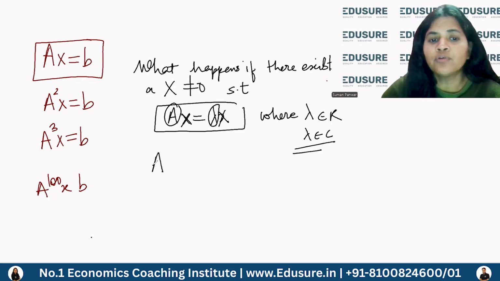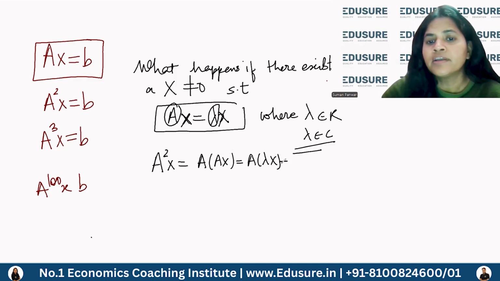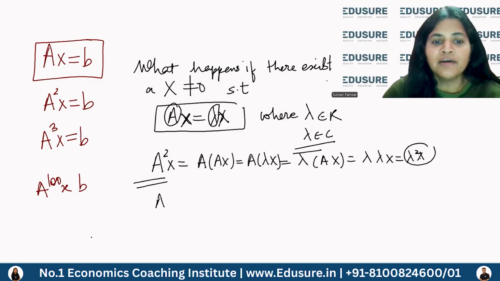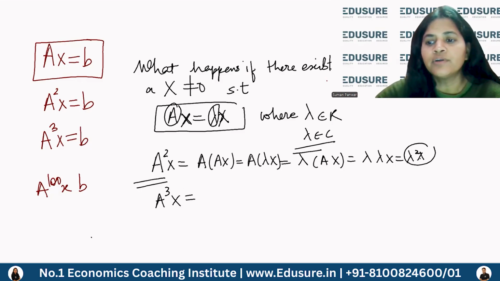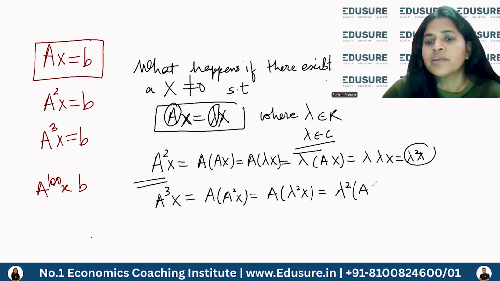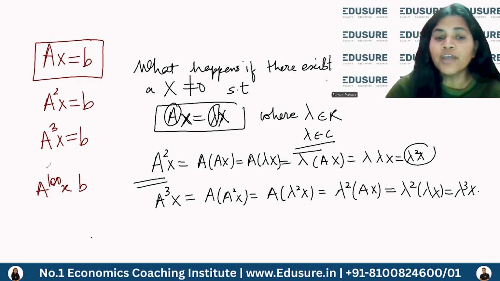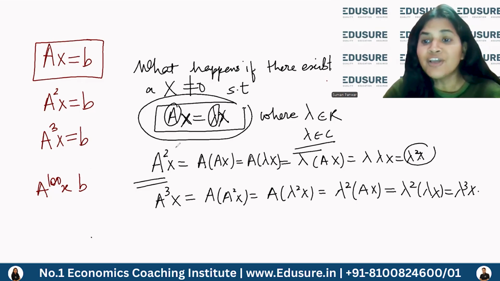Now understand that if you want to write A squared x, that will be A into Ax, that will be A lambda x. Now this lambda can come out because it is a constant. So that is lambda Ax, which is lambda squared x. So A squared x is as good as solving lambda squared x. Similarly, A cubed x is equal to A of A squared x, and A squared x is A of lambda squared x. Now this lambda squared can come out. This is lambda squared into Ax, so this is lambda squared into lambda x, which is lambda cubed x. So if we have this beautiful equation, then we always have a situation which is very convenient to work with.